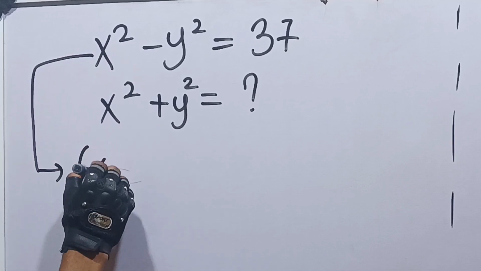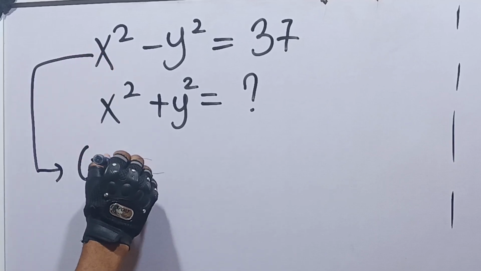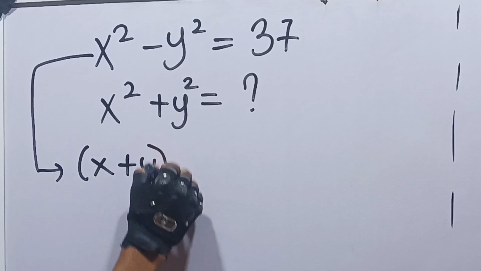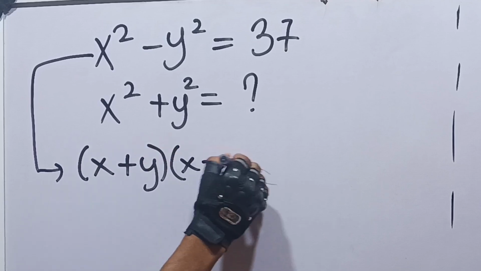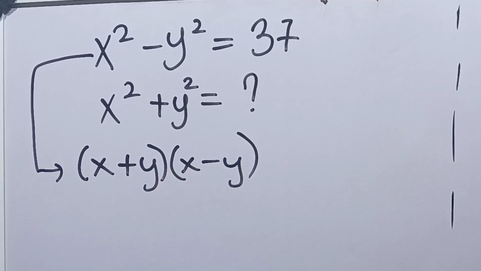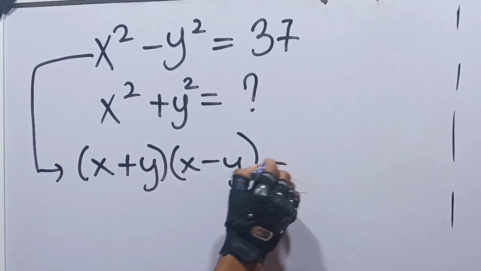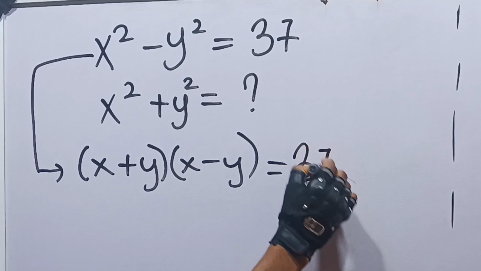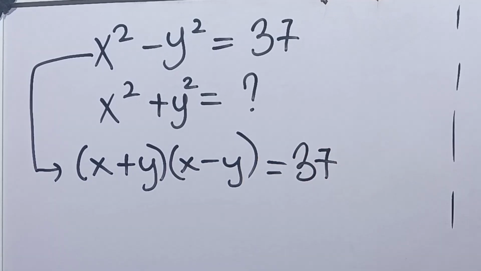Now, the difference of two squares is as follows. Factorizing this, we have that this is x plus y multiplied by x minus y. So when you multiply x plus y by x minus y, you get x squared minus y squared. And this is equal to our 37 here. So the next part is to stipulate some facts that will aid us in getting this answer.